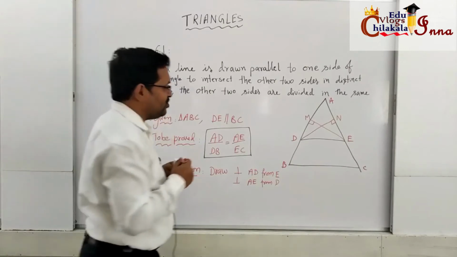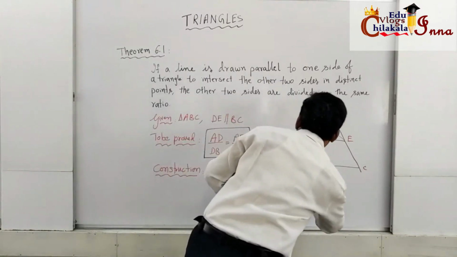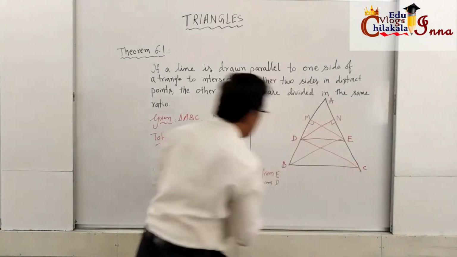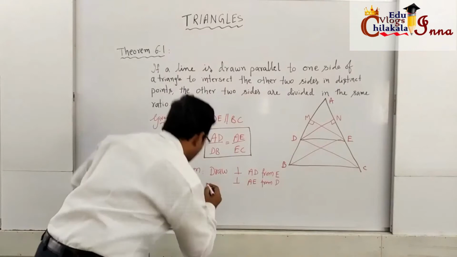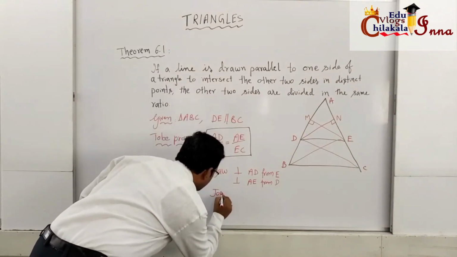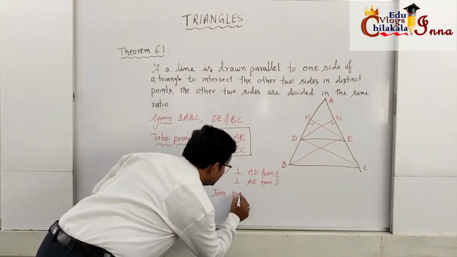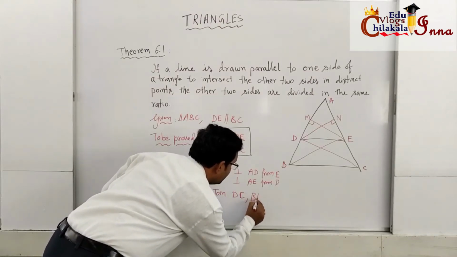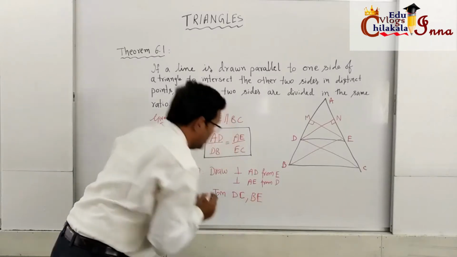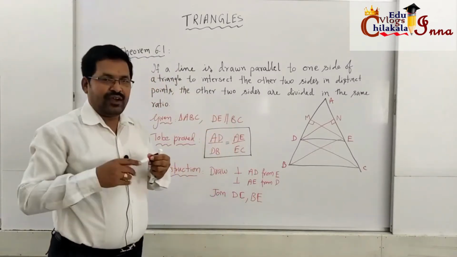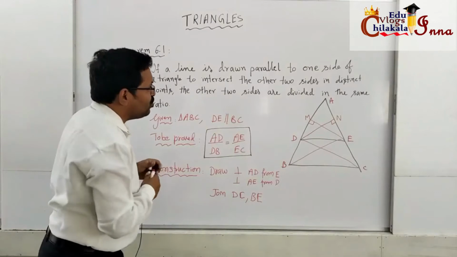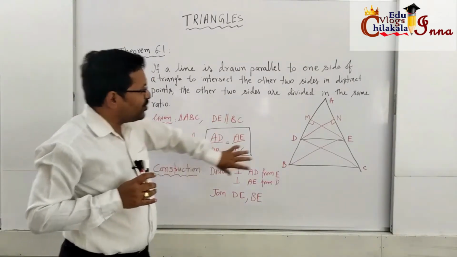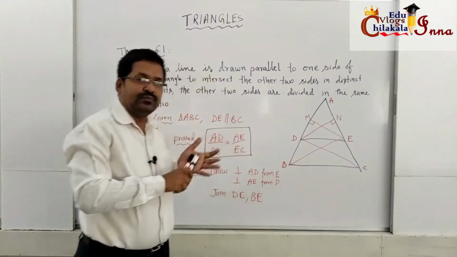And one more construction we are going to do is we are going to join DC and BE. This is how we have constructed this. Once we construct this, then depending on this construction, we are going to prove.